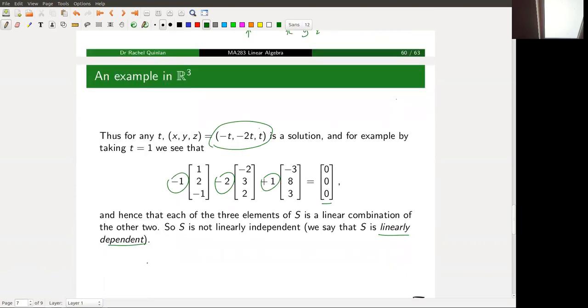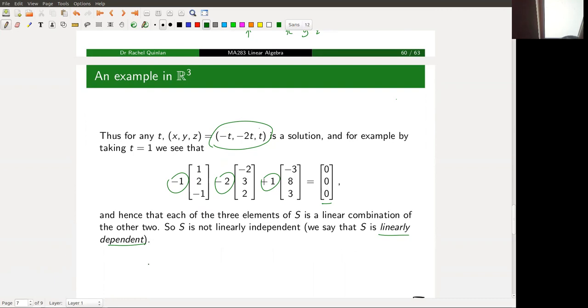Okay, so what it means to say that S is linearly dependent is that S is not a minimal spanning set for its linear span. That we could throw something out of S, not necessarily anything, but something, and that we would still have a spanning set for the original span of the three elements of S.